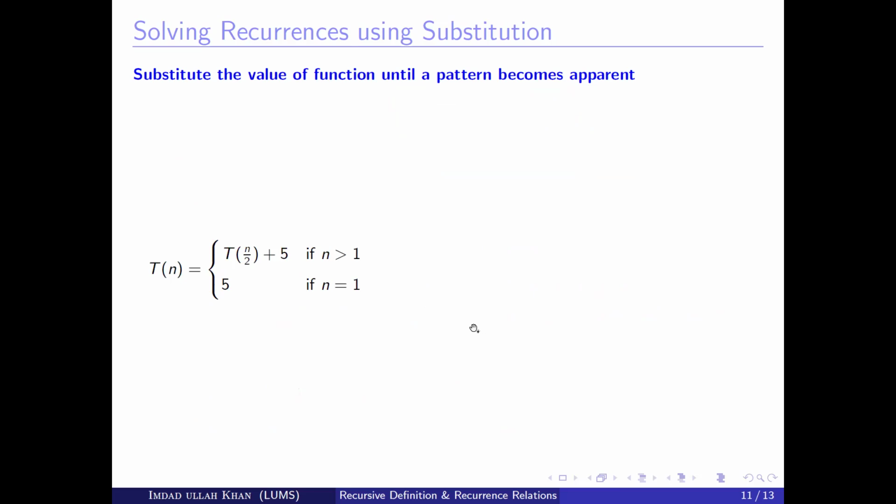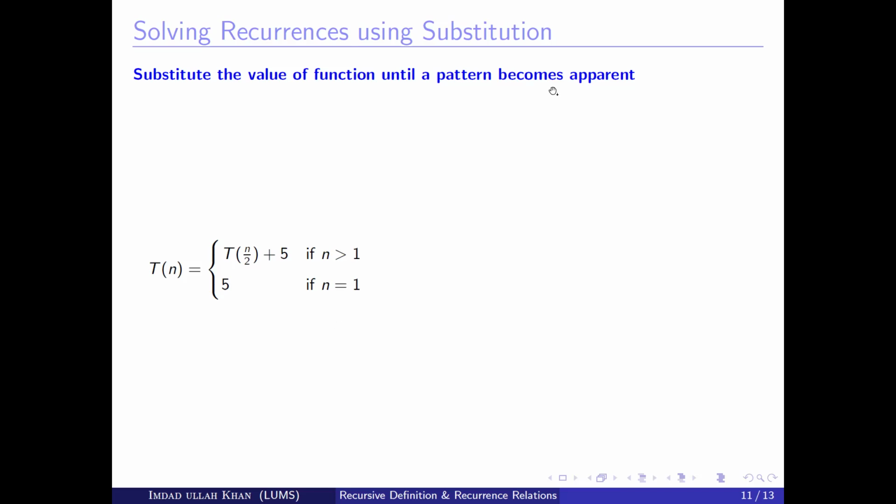Let's have a look at another example. For some given algorithm, Tn is the number of steps. Because the underlying algorithm is recursive, its number of steps is given as Tn is T(n over 2) plus 5 when n is greater than 1, and otherwise it's 5, which means that some fixed number of 5 steps is used in every call. Our task is to find the closed form of this recurrence relation by substitution.